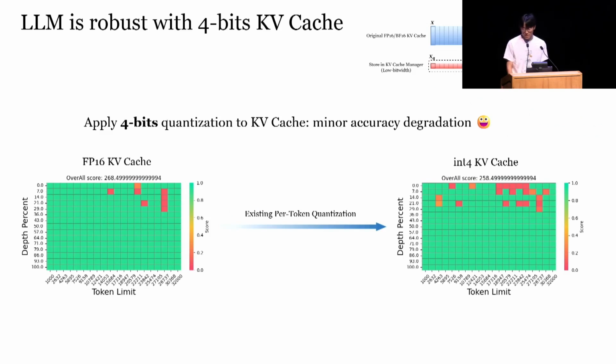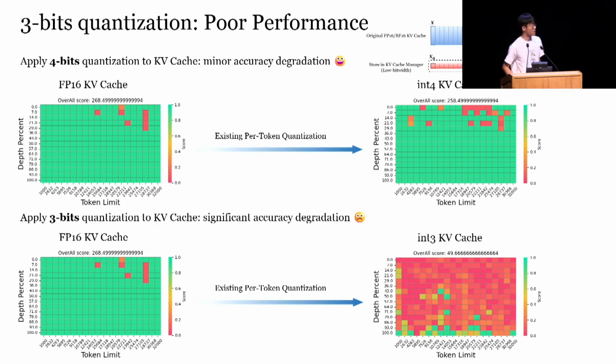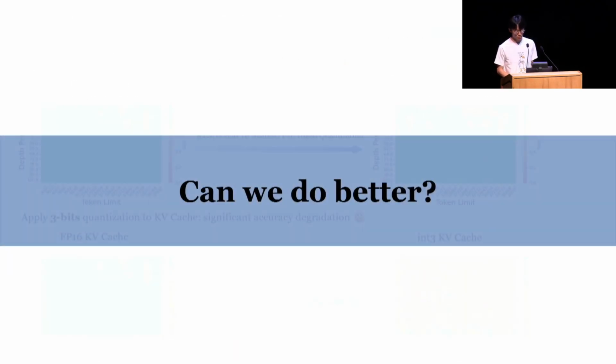Our experiments show that using the existing per-token quantization method, directly compressing the KV cache to 4 bits only brings minor accuracy degradation. However, once it comes to 3 bits, the model shows significant accuracy degradation. So, can we do better than this? The answer is, of course, yes.